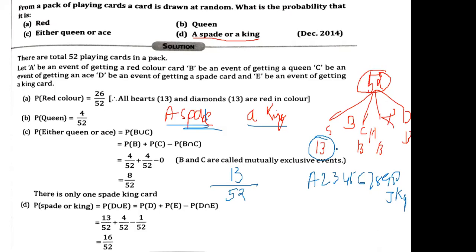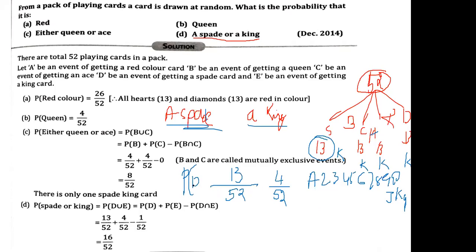So in spade, there will be one king. In clubs, there will be one king. In hearts, there will be one king. And in diamonds, there will be one king. So there are 4 kings out of 52. So 13 spade cards out of 52 cards, and there will be 4 king cards out of 52 cards.